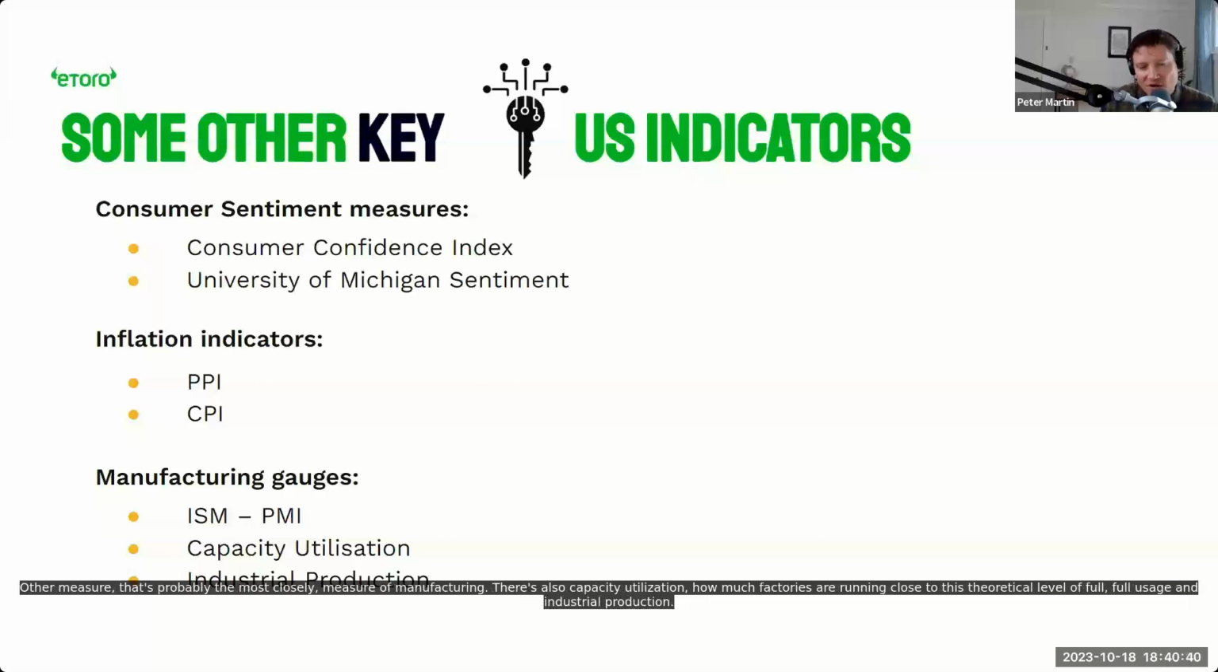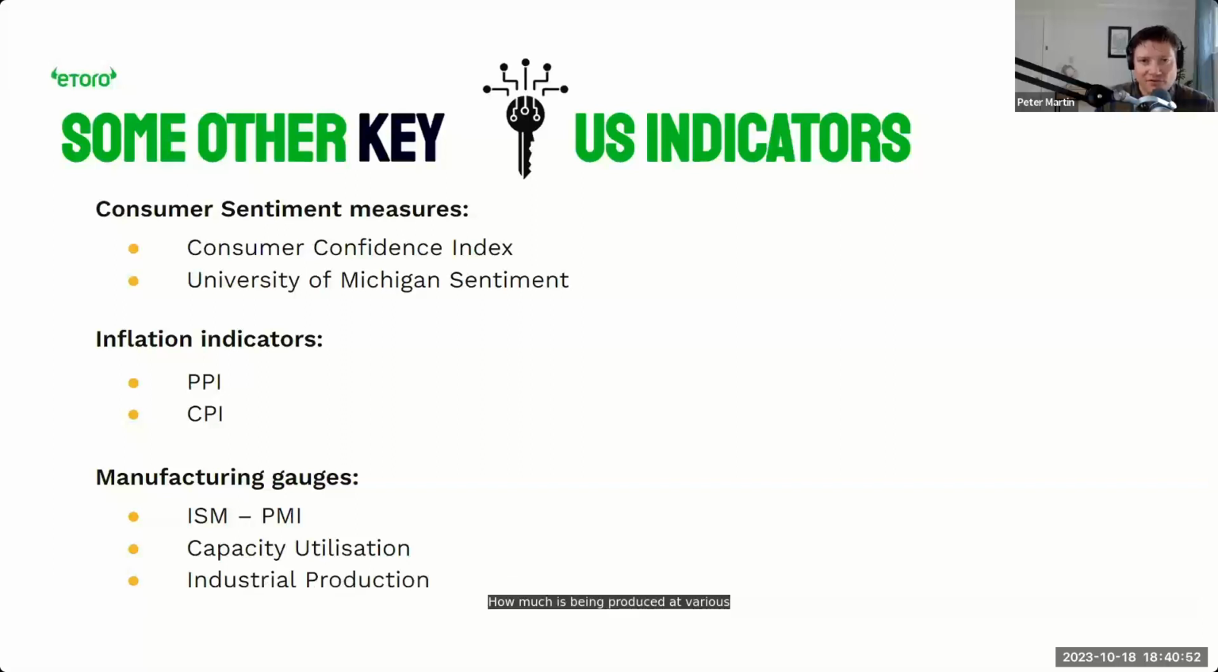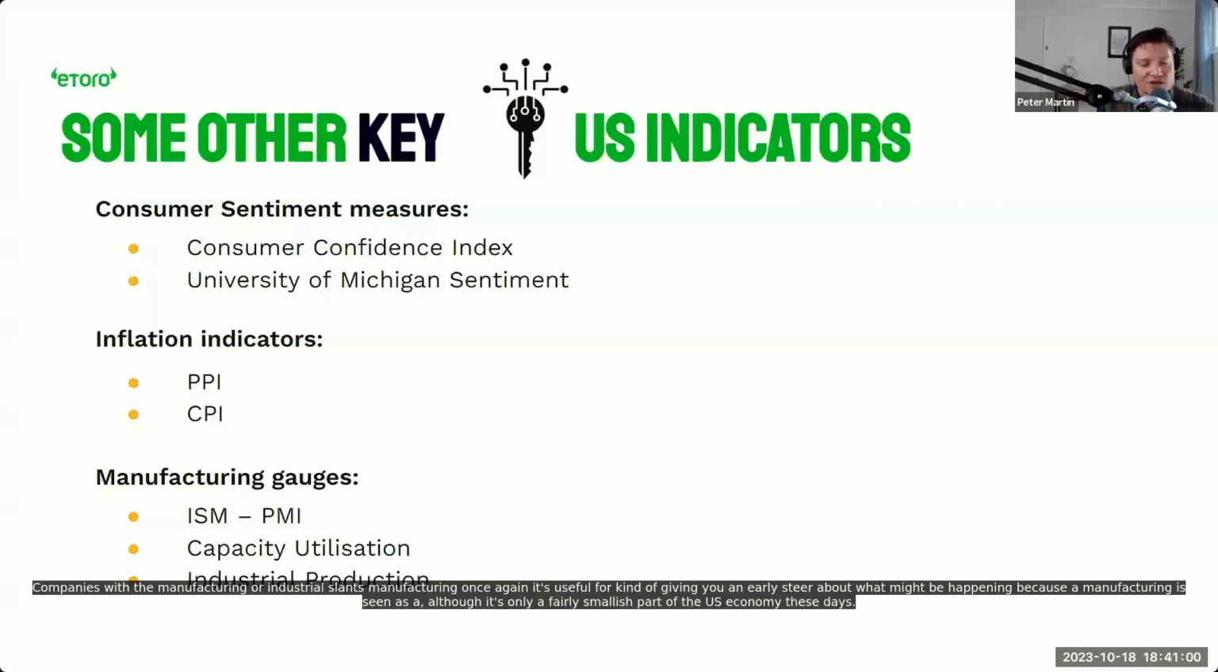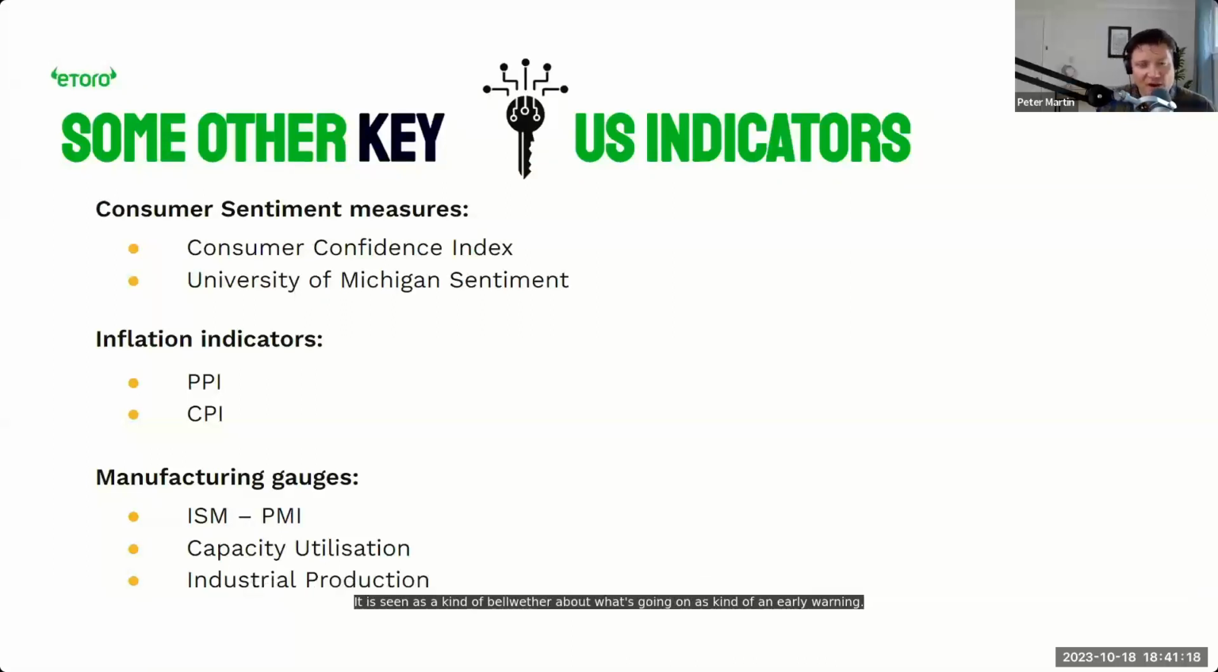That's probably the most closely followed measure of manufacturing. There's also capacity utilization, how close factories are running to a theoretical level of full usage, and industrial production, how much is being produced at various companies with a manufacturing or industrial slant. Manufacturing, once again, is useful for giving you an early steer, because although it's only a fairly smallish part of the US economy these days, it is seen as a bellwether about what's going on. It's kind of an early warning.